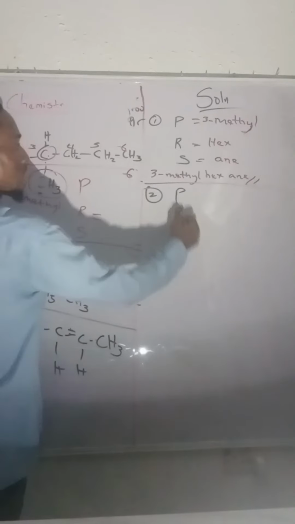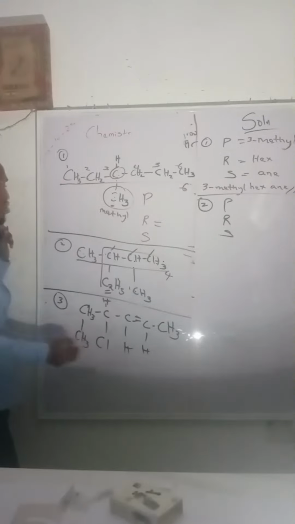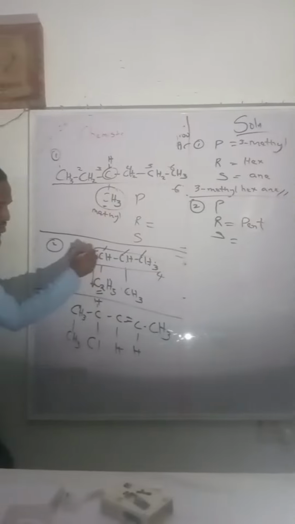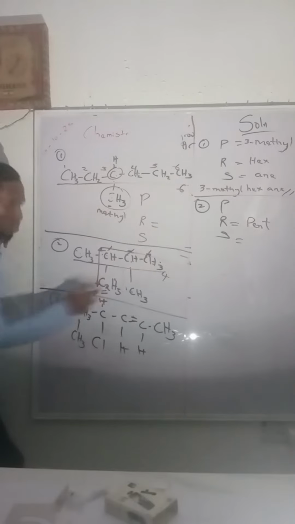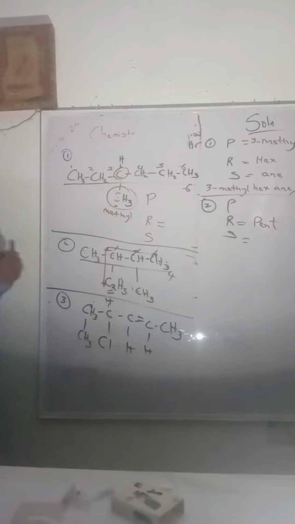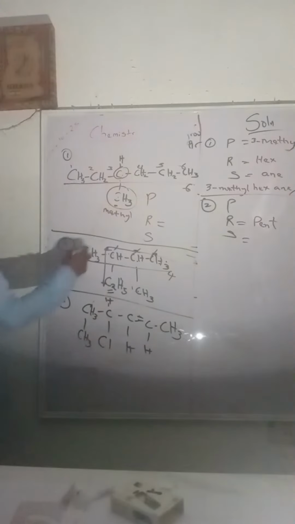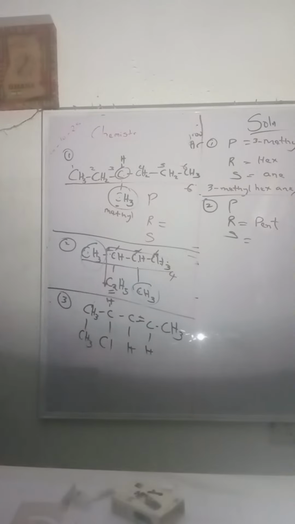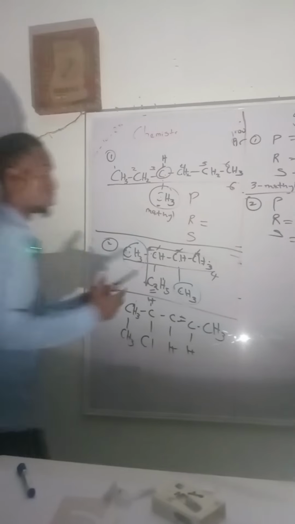Number 2 is the same thing. P, R, S. So what's our P? Look at this guy here. 5. So the LCC is what? 5, pent. Which means this guy is part of the chain. This guy, 1, 2, 3, 4, 5 here. So what are the branches? These two are the branches, and they are both methyl, right? And there's no functional group, which means the suffix is still what? Ane.